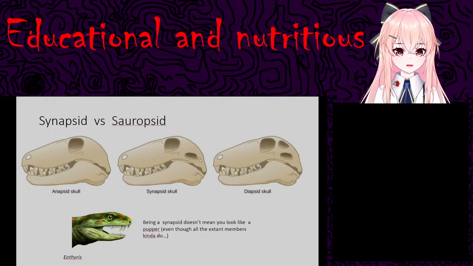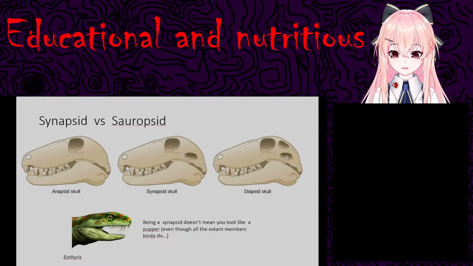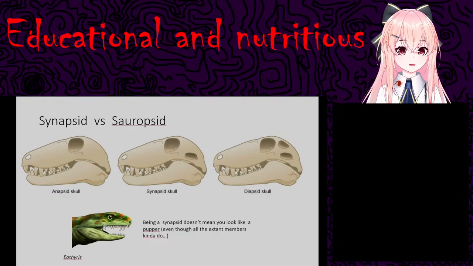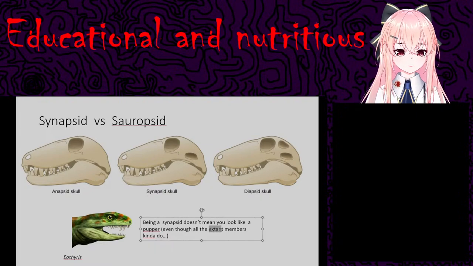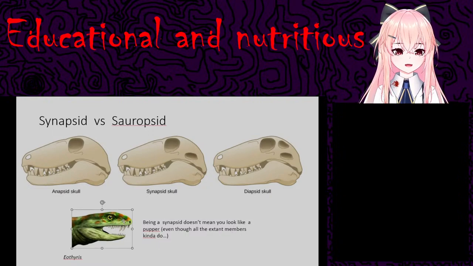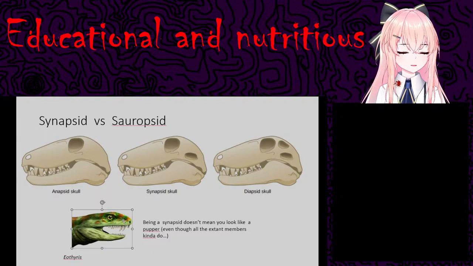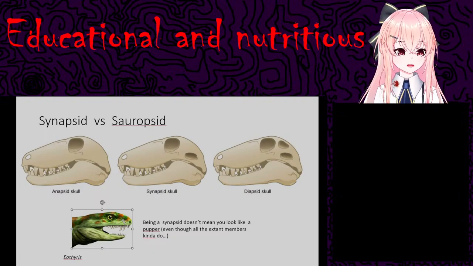But yeah, synapsids have one hole here. Diapsids have two holes. This is the main difference. Because at the time, this is a synapsid. Being a synapsid doesn't mean that you look like a pupper, even though all the extant, the living modern members, cannot do that. This is genetically a match. It's more of a match than a bird or a lizard. Looks like a lizard, yeah.